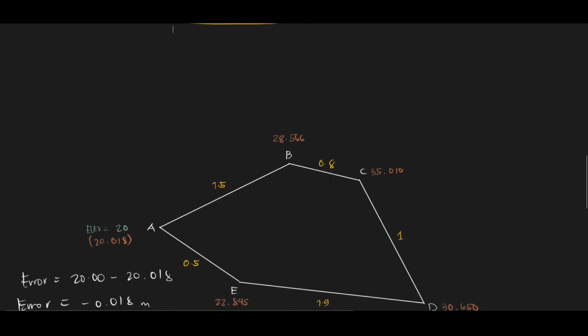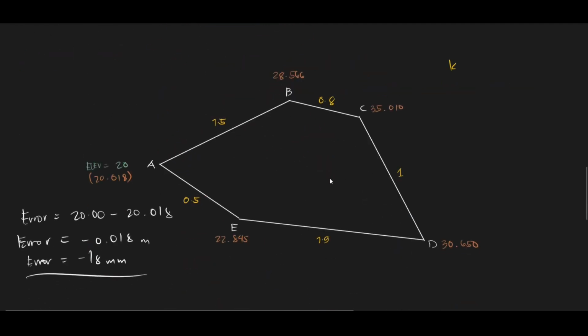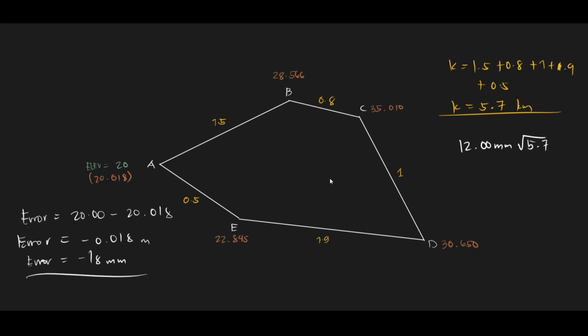Let's compute. First, we need to compute for k, which is the total leveling distance. This is 1.5 plus 0.8 plus 1 plus 1.9 plus 0.5, so k will be equal to 5.7 kilometers. Now that we have our k, we can input that into the formula, square root of 5.7 kilometers. If we multiply this, you will get 28.65 millimeters.